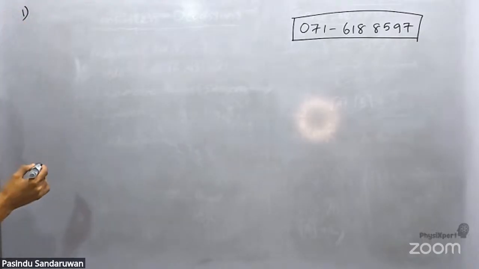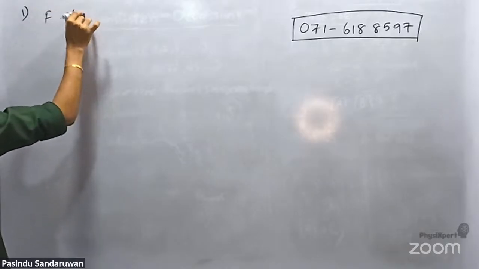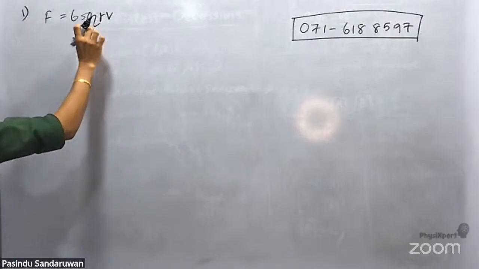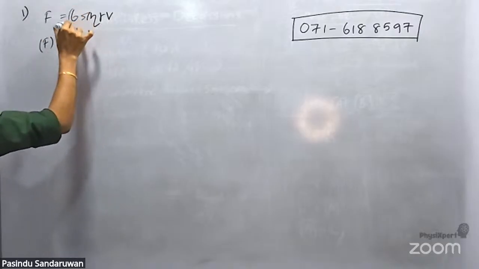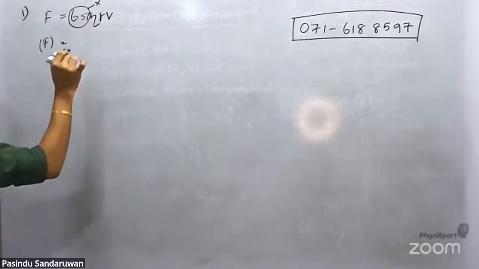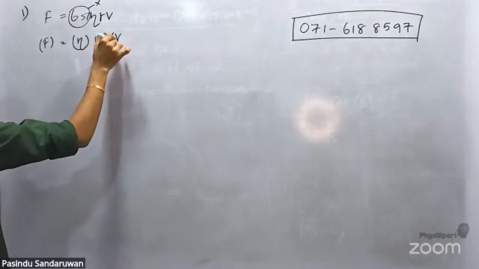Question 1, coefficient of viscosity. I'll be using the Stokes equation: F equals 6 pi eta R V. We need the units of eta. 6 pi is a coefficient, so that is a number, unitless. We need the units of F, R and V.